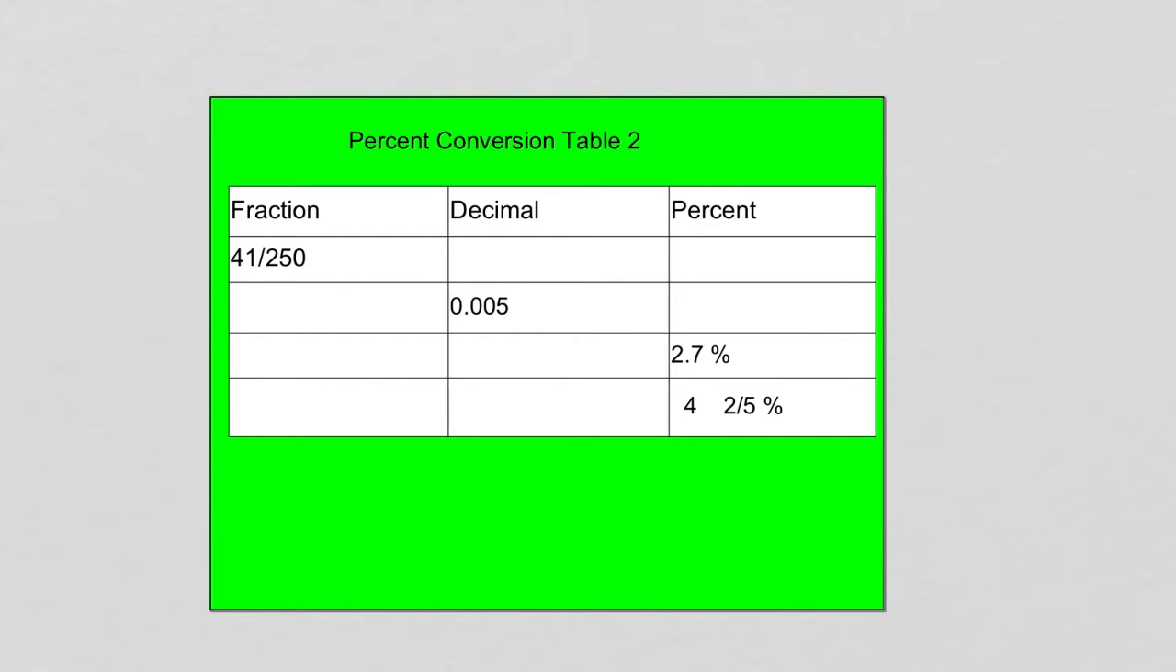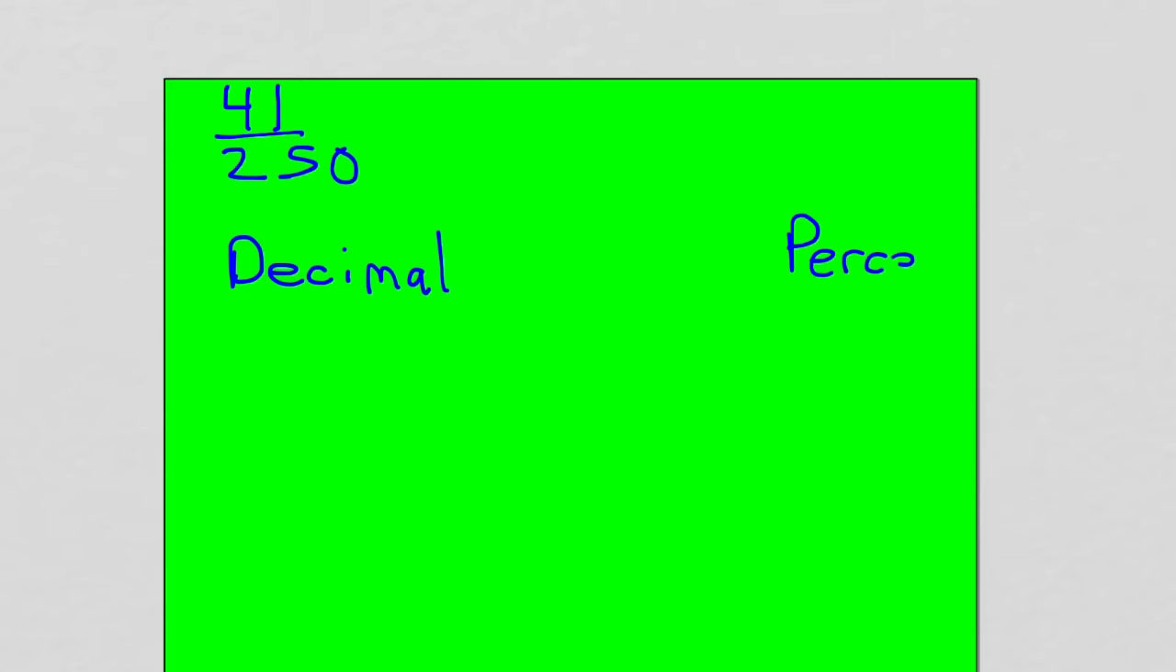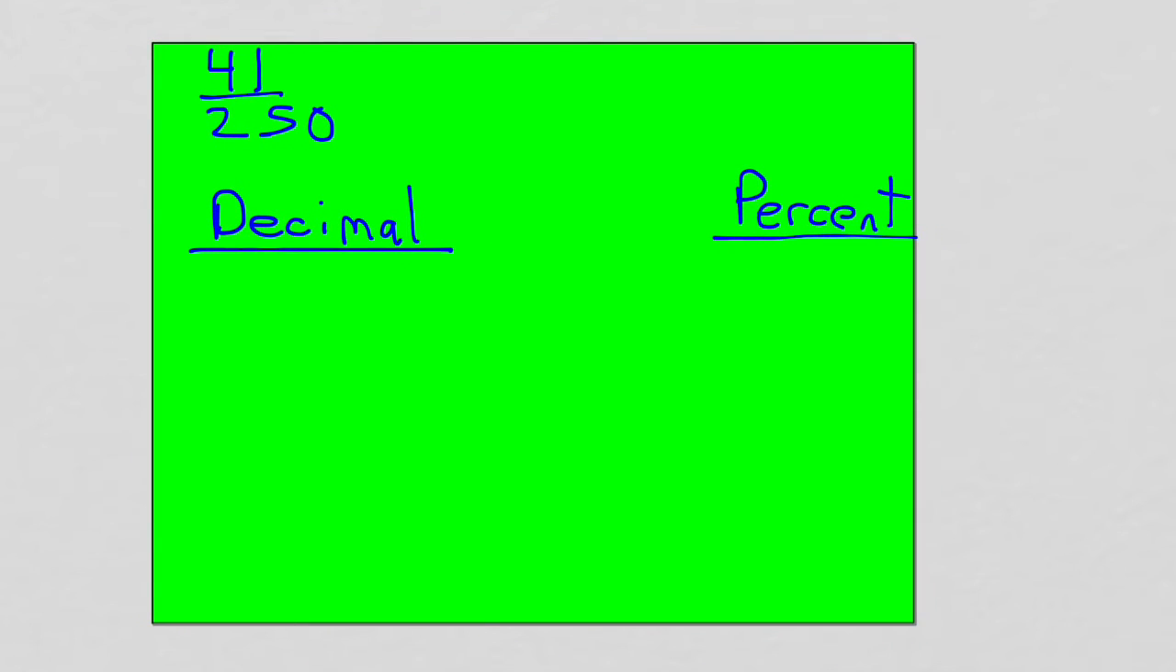So the first question is 41 over 250, and you want to do a decimal and a percent. I'm going to flip over to here. And we have 41 over 250, and we want to do decimal, and we want to do percent. I am working on my brand spanking new iPad today. I'm pretty excited. It's way easier to work off of.